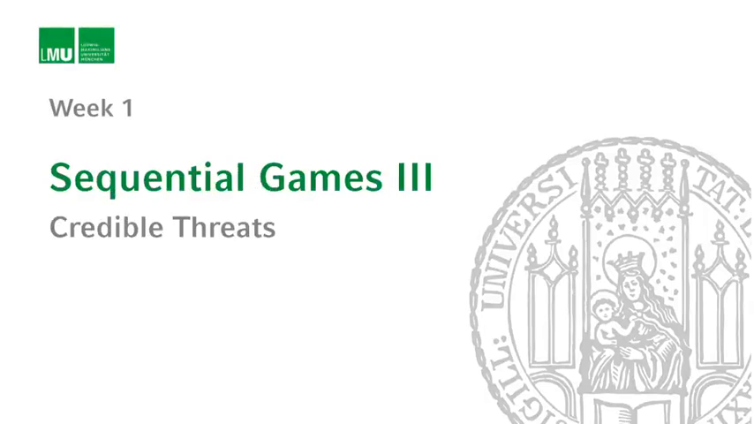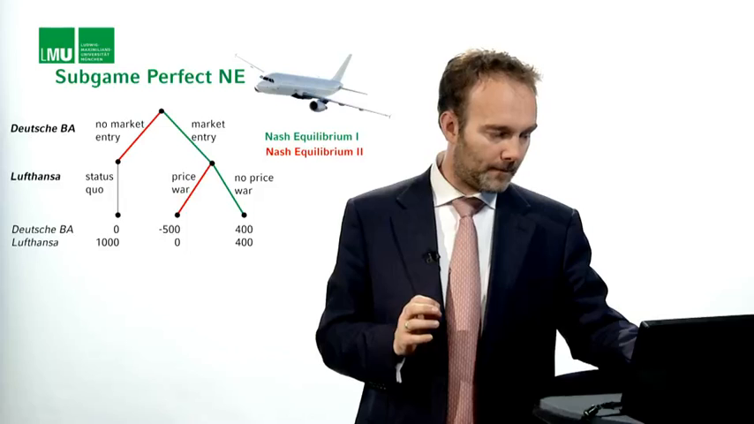So the second question was referring to a particular game. That was about the game between Deutsche BA and Lufthansa, and what the second Nash equilibrium might actually mean. Okay, so where does the second Nash equilibrium come from in this game?